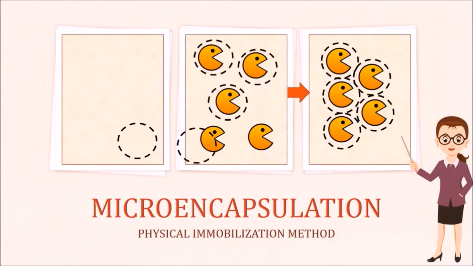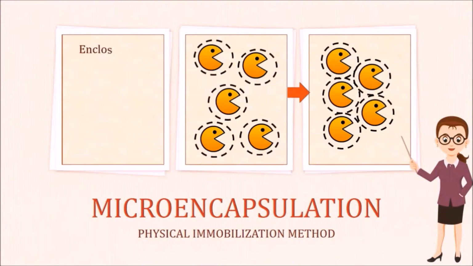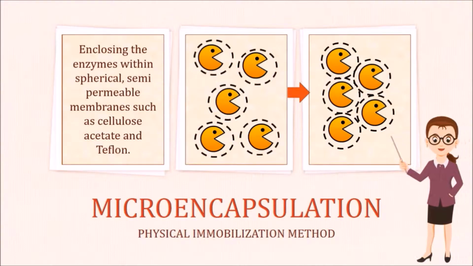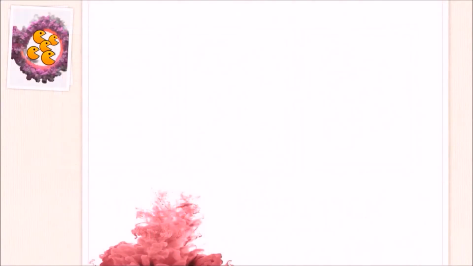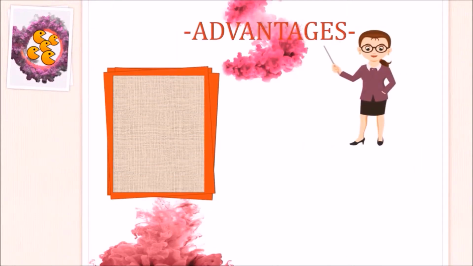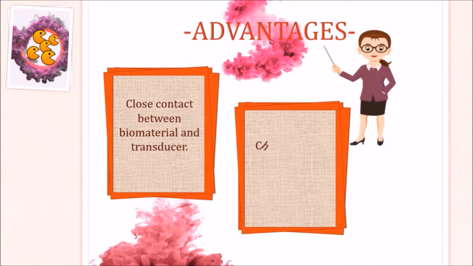Hi everyone, let's move to the next immobilization method, which is microencapsulation. Microencapsulation is the method of enclosing the enzyme within spherical, semi-permeable membranes. We move to the advantages of the microencapsulation method. The first one is that there will be a close attachment between biomaterial and transducer, since the biomaterial has been placed behind an inert membrane. Second, this is a cheap, simple method and also very adaptable.